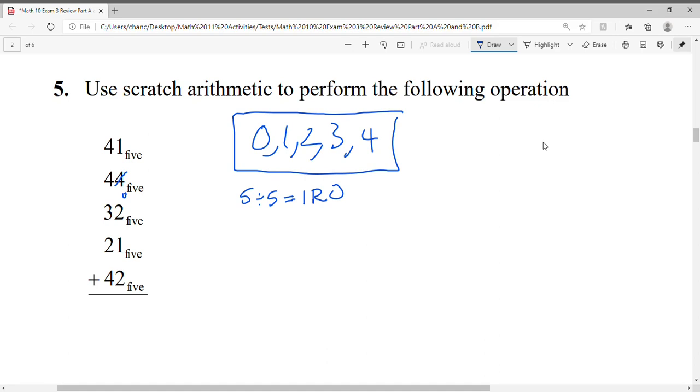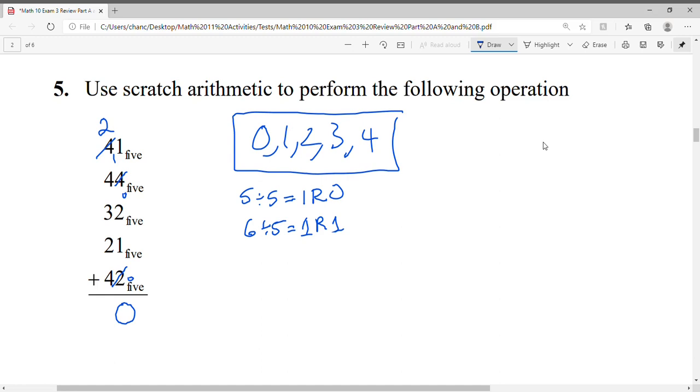0 plus 2 is 2. 2 plus 1 is 3. 3 plus 2 is 5 again. We'll put a scratch, and I know the remainder is 0. We'll bring down 0 here, and since we have 2 scratches, we'll carry a 2 over. 2 plus 4 is 6. I'll have to put a scratch. 6 divided by 5 is 1 remainder 1. So this has a 1 as a remainder.